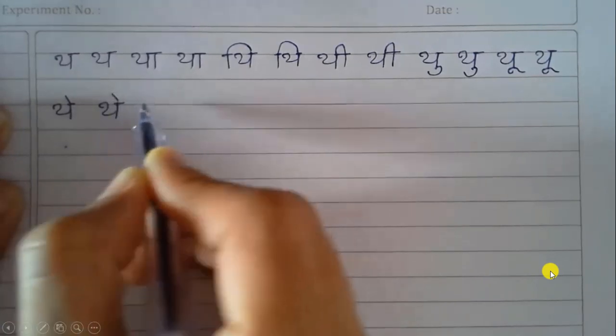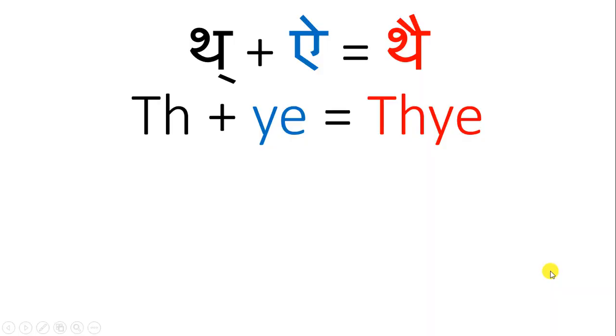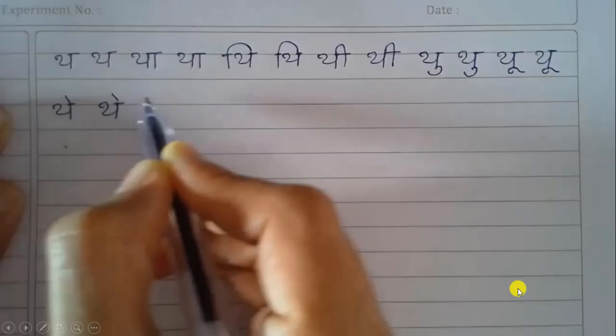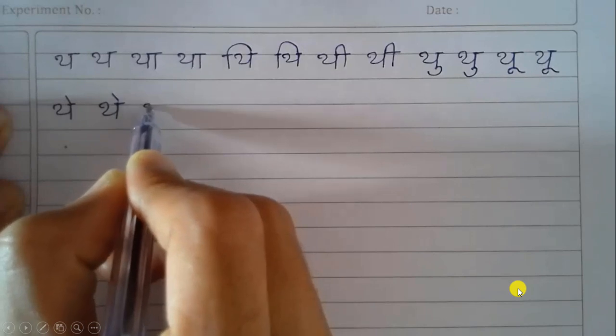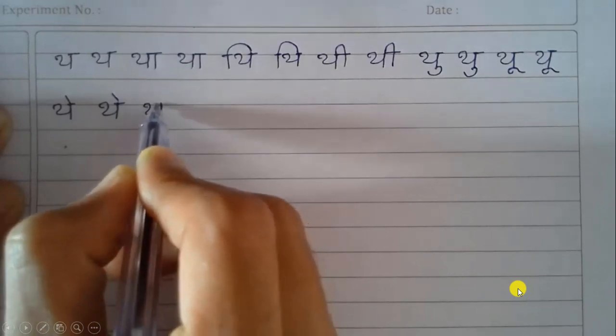Okay. The next sound is thigh, and you get this sound thigh when you add th to I. Th plus I equal to thigh. And thigh is written like this.